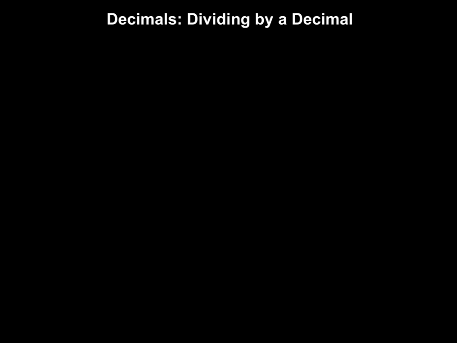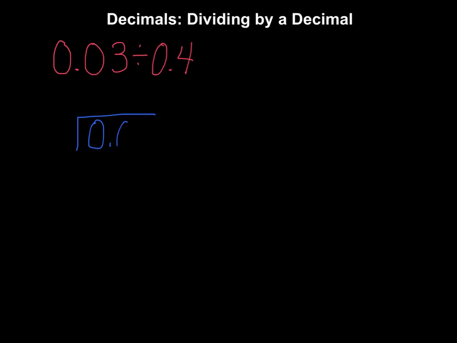In this video we're going to learn how to divide by a decimal. And we're going to start with the example 0.03 divided by 0.4. And we're going to put this in a division box. And it is always the first number that goes inside the division box. So we'll put 0.03 inside, and on the outside will be 0.4.